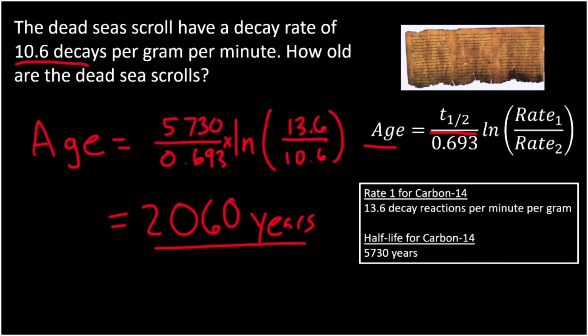Okay, so pretty old. That means that the Dead Sea Scrolls were copied in about 50 BC. So a long, long time ago is when these scrolls were written down. And you can imagine that archaeologists love to use carbon-14 dating to try to pin down when things happened in history. So that's how we can use the tools of chemistry to figure out how old something is.